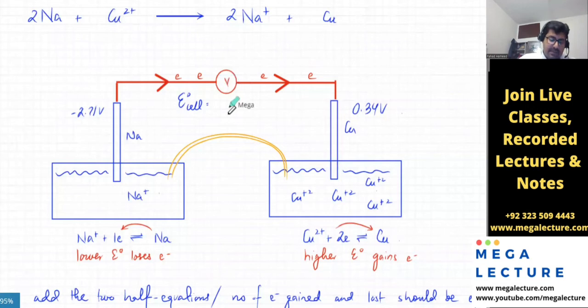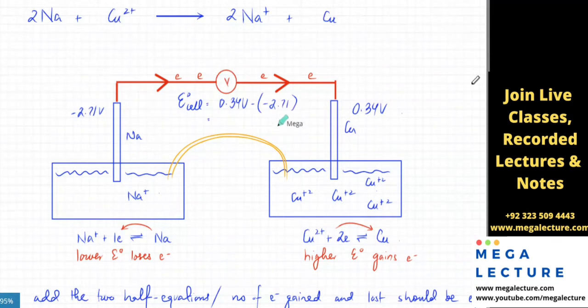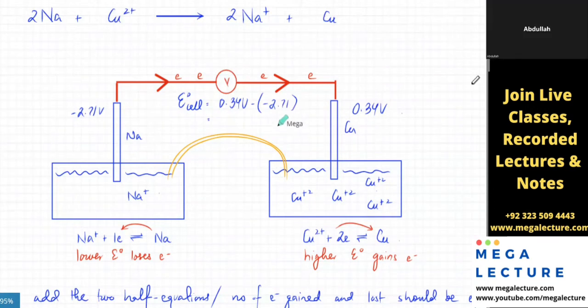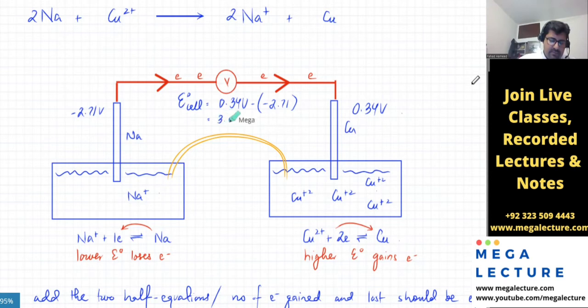That's 0.34 volts minus the other one, which is minus 2.71. What do you get for that? That's going to be 3.05 volts. So you're getting 3.05 volts. So there's a thing called E naught cell.